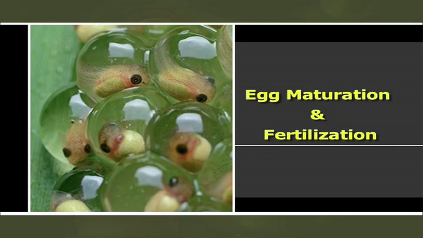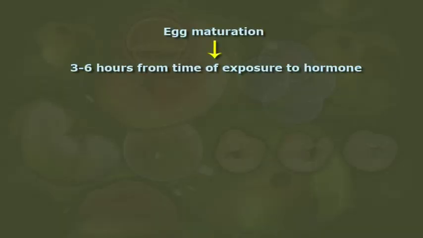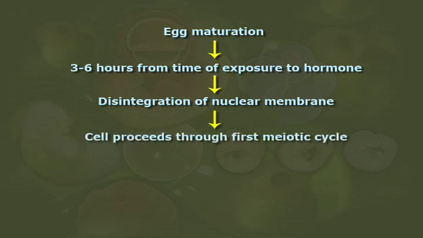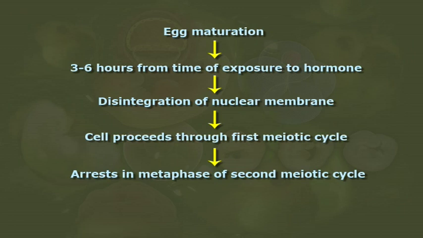Further, we now discuss egg maturation and fertilization. The fully grown oocyte undergoes a series of major morphological changes in the process of hormone-induced maturation and subsequent insemination. Maturation requires 3 to 6 hours from the time of exposure to hormone and is accompanied by the disintegration of the nuclear membrane as the cell proceeds through the entire first meiotic cycle and arrests in metaphase of the second meiotic cycle. Fertilization is external, that is, it takes place in water.